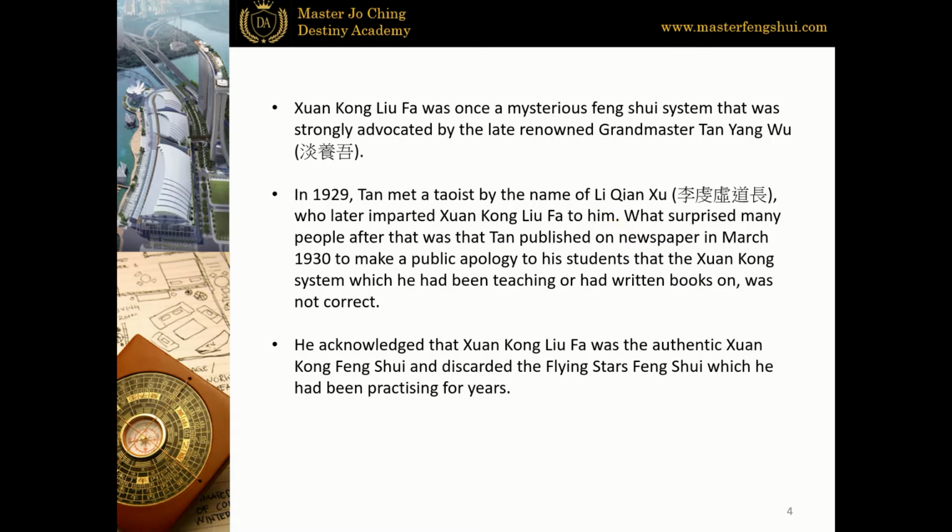What surprised many people after that was that Tan actually published in a newspaper in March 1930 to make a public apology to his students, saying that the Xuan Kong system which he had been teaching or had written books on was not actually correct. He acknowledged that Xuan Kong Liofa was the authentic Xuan Kong Feng Shui, and therefore discarded the flying stars Feng Shui which he had been practicing for years. Of course, I'm not too sure what exactly the flying star Feng Shui he was practicing was, but today, whatever we learn in Xuan Kong Liofa mostly comes from the Tan Yang Wu lineage.